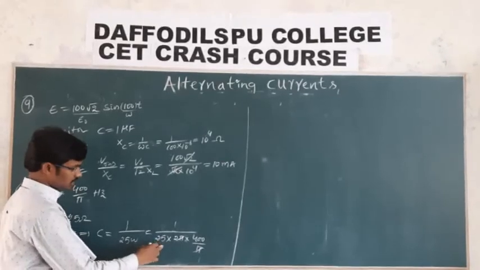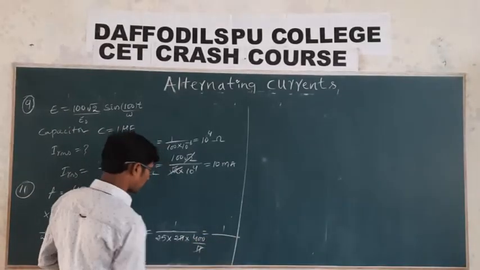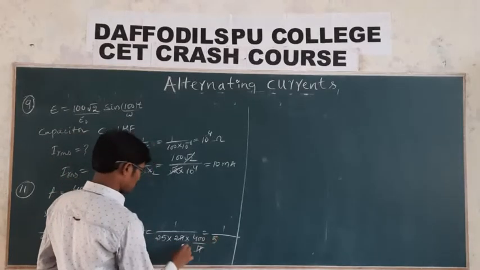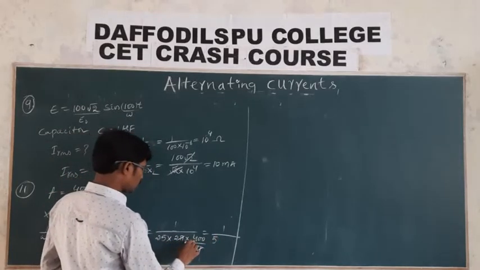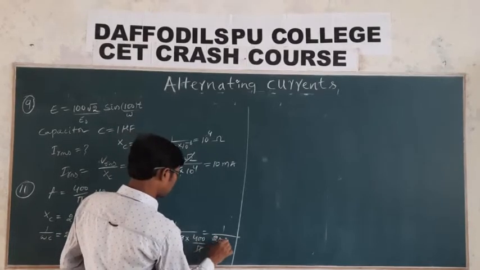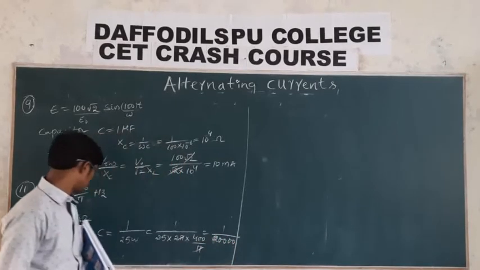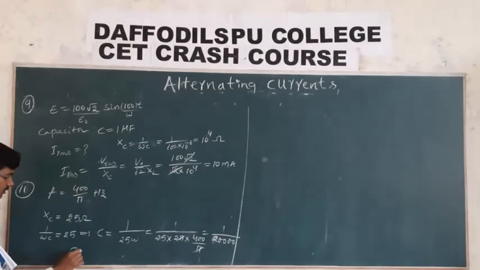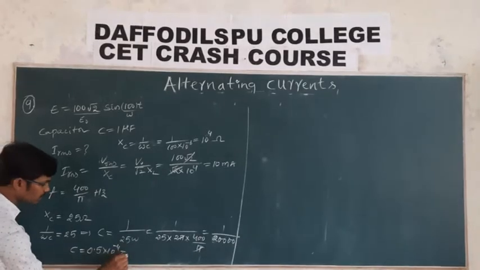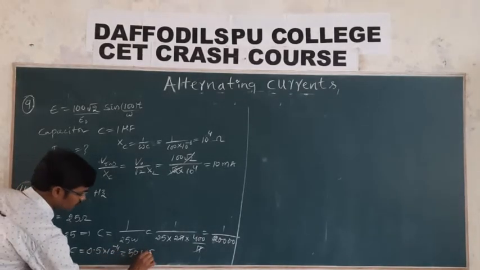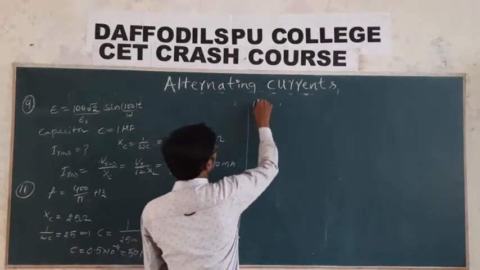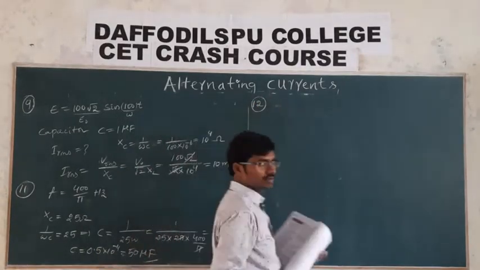So 1 by 50 into 400, which is 20,000. That is equal to 0.5 into 10 power minus 4, which is 50 microfarad. First option. Let us see the 12th one.